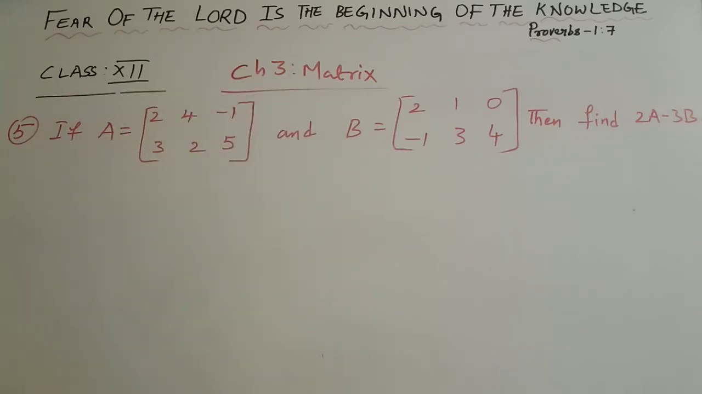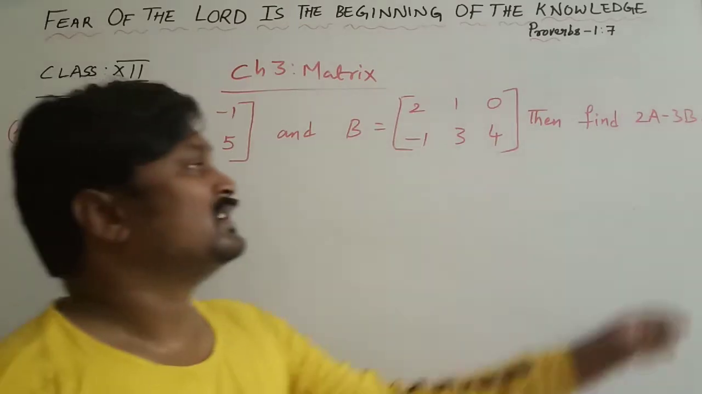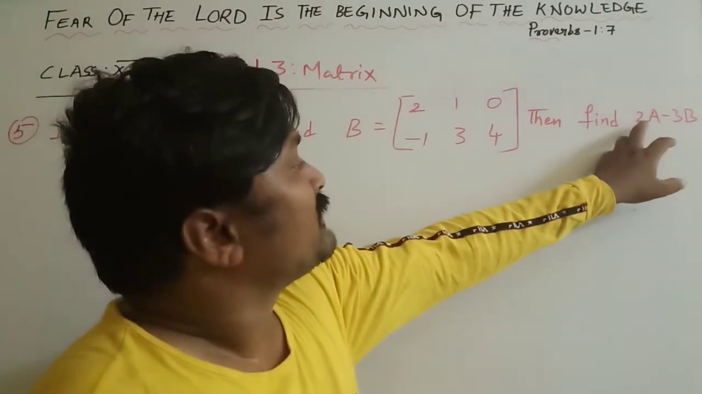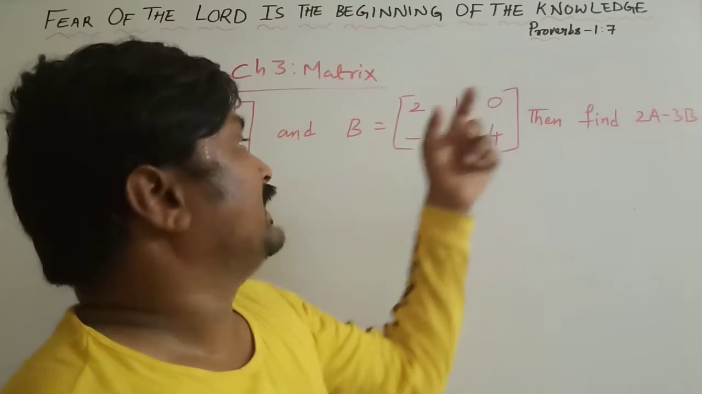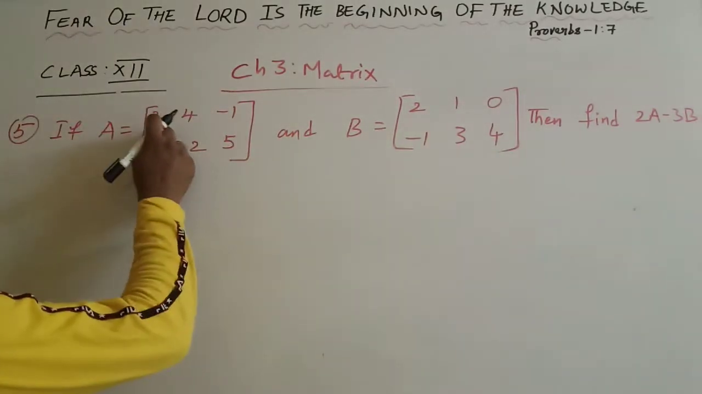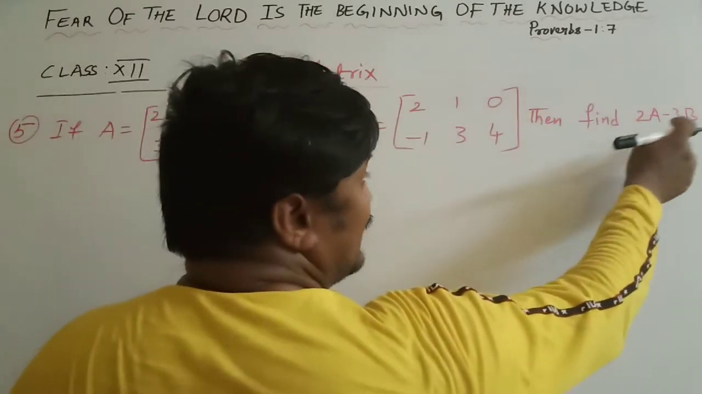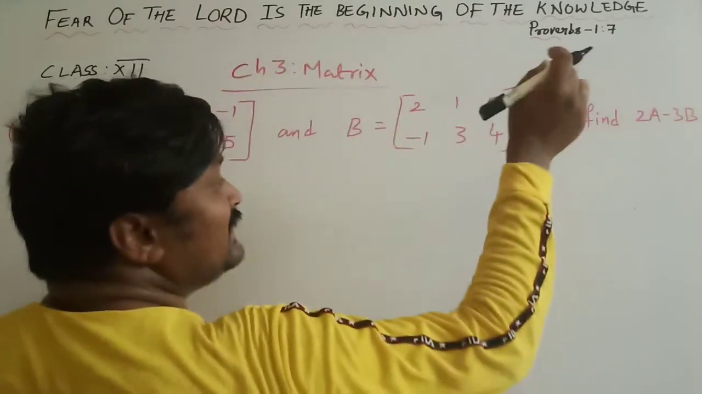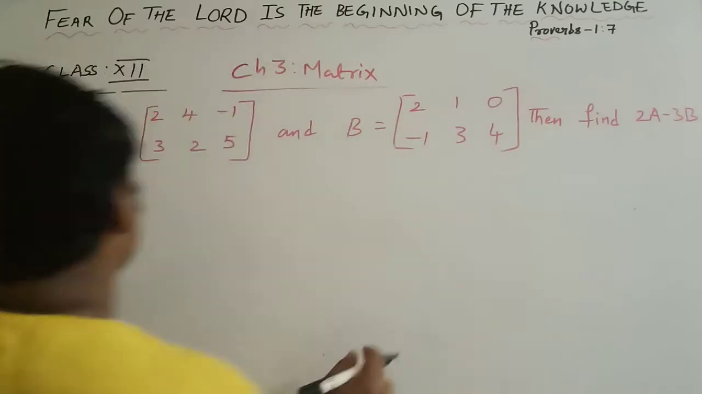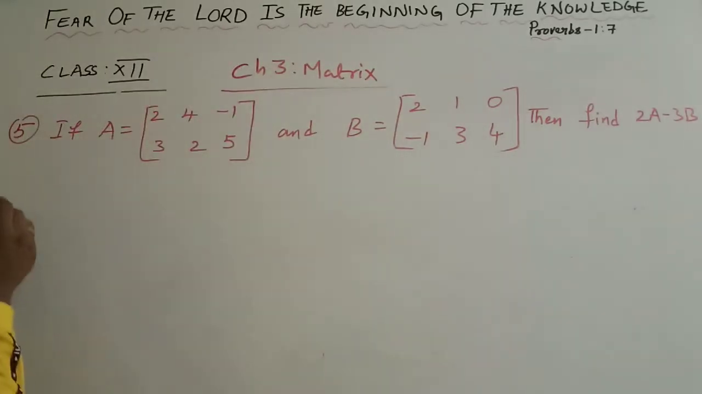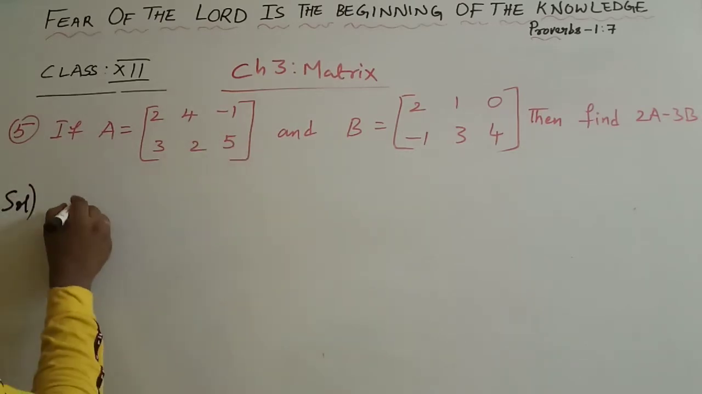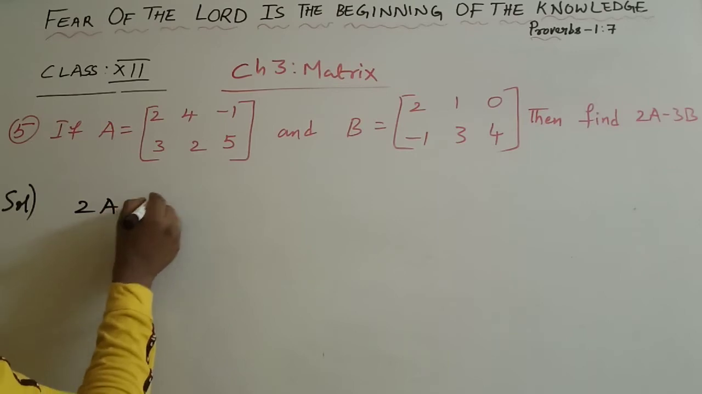It is again a very simple one. See here, a number is given, and using it we multiply each element of A, then you get 2A, and by the same method 3B means each element is multiplied with 3. So it is just like normal multiplication and subtraction. Just observe carefully what I will do here. First, 2A minus 3B.